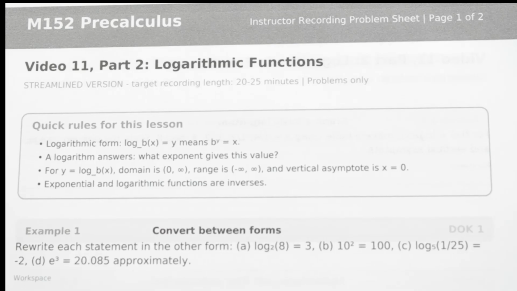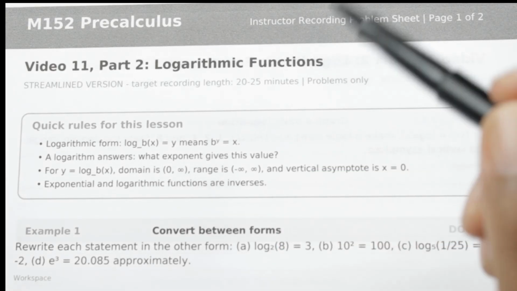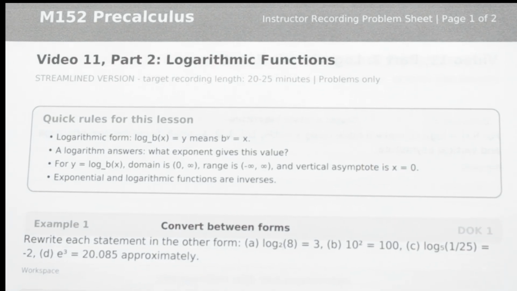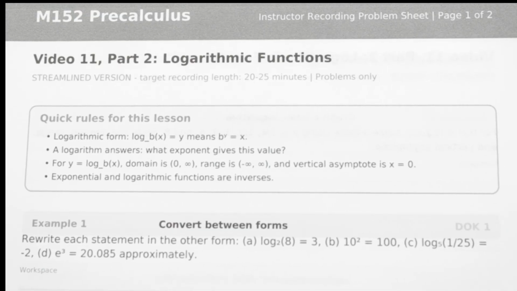All right, hello again. In the previous lesson, we introduced exponential functions. Now we are moving into logarithmic functions. We got a little tongue-tied there. A logarithm is the inverse of an exponential function. Okay, so we looked at exponential functions. Now we're going to look at the inverse of exponential functions.